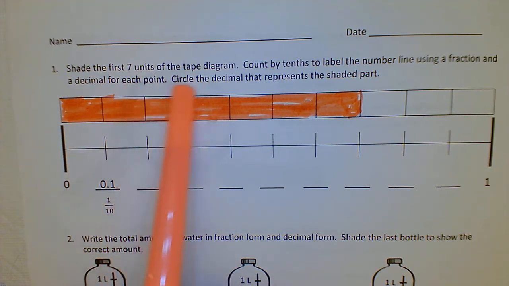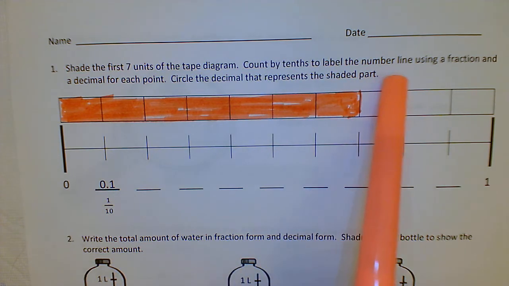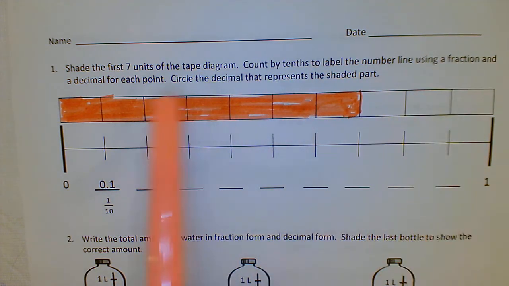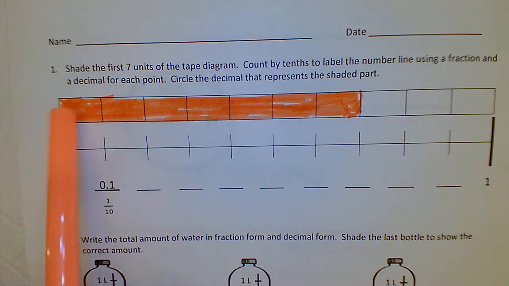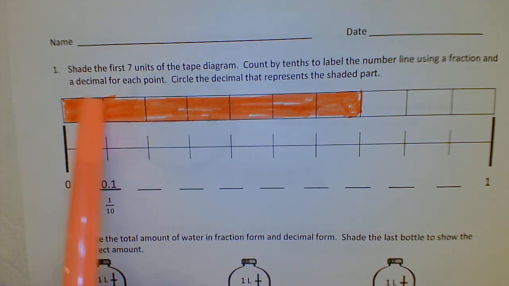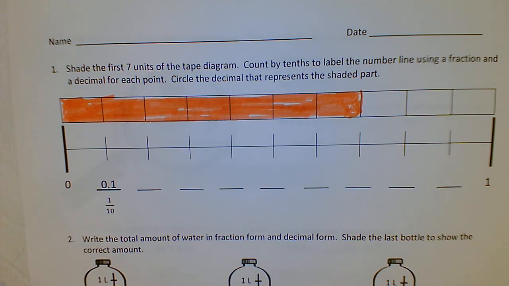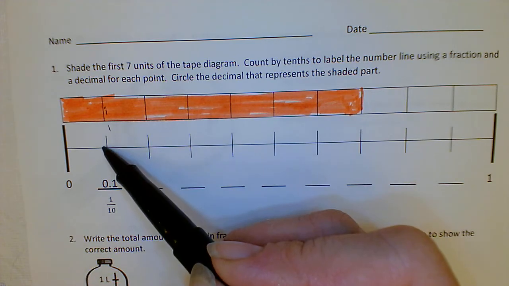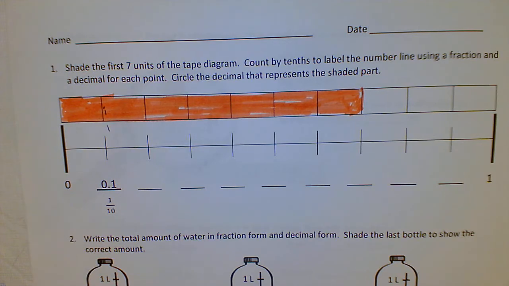So it says shade the first 7 units of the tape diagram, which we did. Count by tenths to label the number line using a fraction and a decimal for each point. Circle the decimal that represents the shaded part. So what they're saying to you is that down here, we want to show how far we've gone on the number line. So what you can see is that when we have 1/10 done here, we've gone 1/10 of the way. So that lines up. You can see that they line up right here. And that's why they put 0.1 or 1/10, and they wrote it as a fraction also.